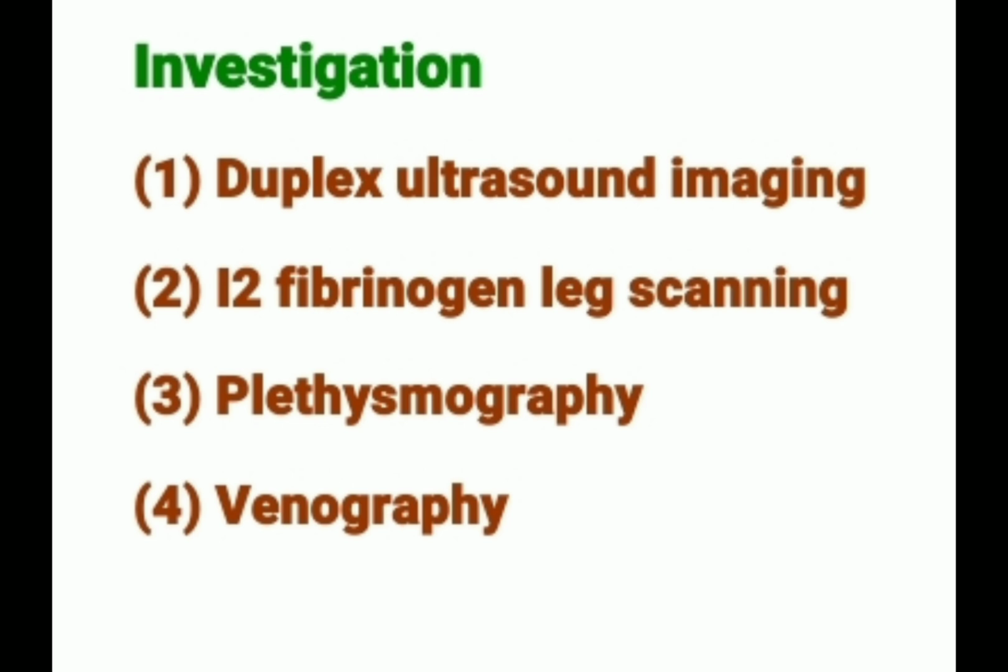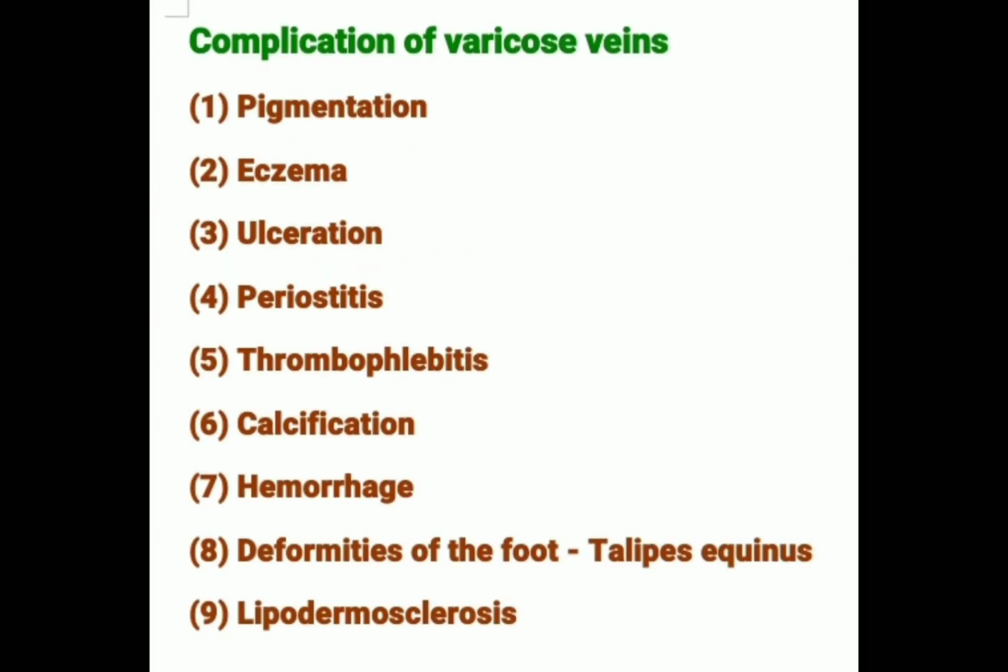Complications of varicose veins. Number 1, pigmentation. Number 2, eczema. Number 3, ulceration. Number 4, periosteitis. Number 5, thrombophlebitis. Number 6, calcification. Number 7, hemorrhage. And number 8, deformities of the foot like talipes equinus. And number 9, lipodermatosclerosis. These are the complications due to varicosity of the veins.